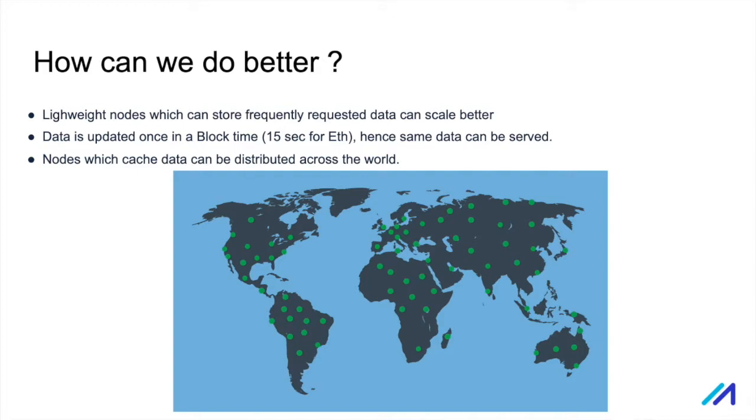Instead of resource intensive indexer nodes, a low resource node which stores the responses to frequent queries and responds directly when the same query is made can scale better. These can decrease the load on the indexer nodes as well as improve the latencies for the users. Data is updated only once in a block time, so about 15 seconds in the case of Ethereum, which is a large enough time that caching is more efficient than querying the DB for data for every request.